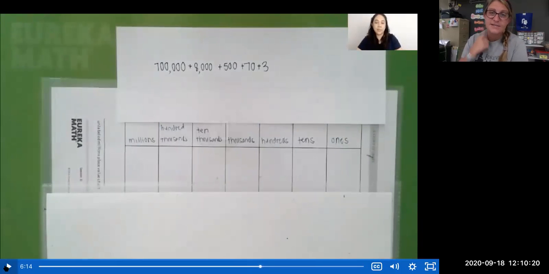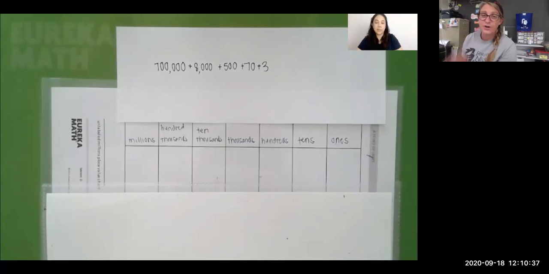Here she's giving us a number in expanded form. Let's try this one together and see if we can put it into our place value chart and create a word form from there. On your place value chart, try it on your own. Please pause now and try it on your own.